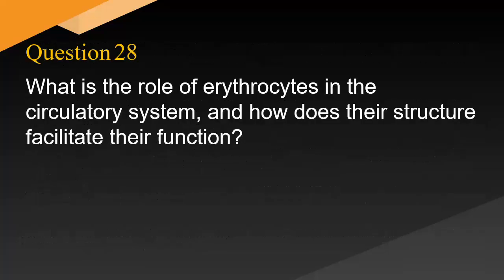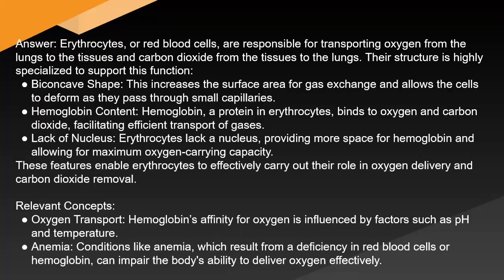What is the role of erythrocytes in the circulatory system, and how does their structure facilitate their function? Answer: erythrocytes, or red blood cells, are responsible for transporting oxygen from the lungs to the tissues and carbon dioxide from the tissues to the lungs. Their structure is highly specialized to support this function. Biconcave shape: this increases the surface area for gas exchange and allows the cells to deform as they pass through small capillaries. Hemoglobin content: hemoglobin, a protein in erythrocytes, binds to oxygen and carbon dioxide, facilitating efficient transport of gases.